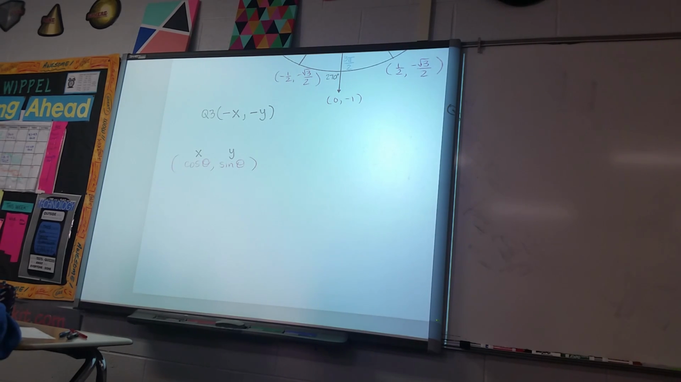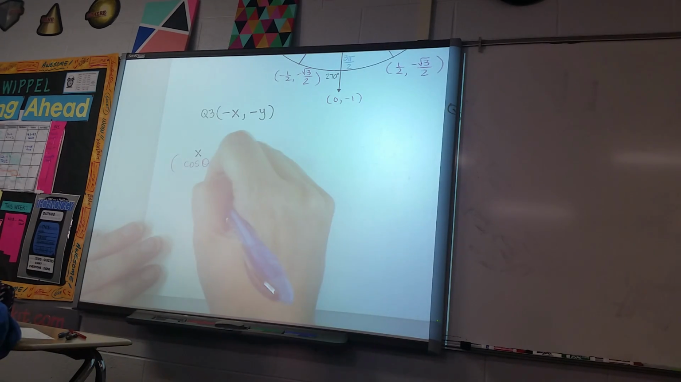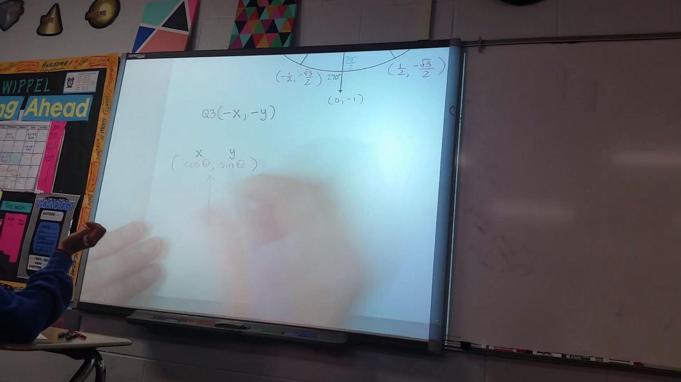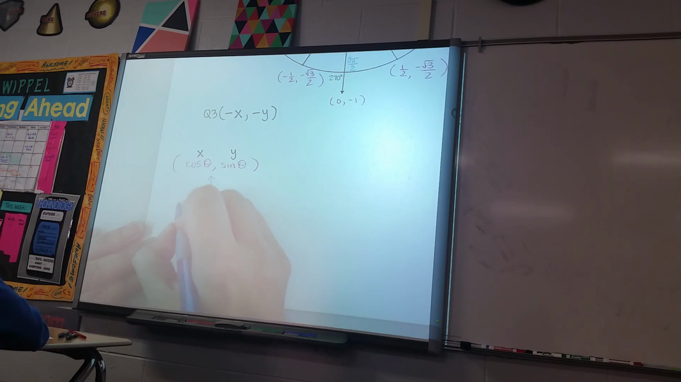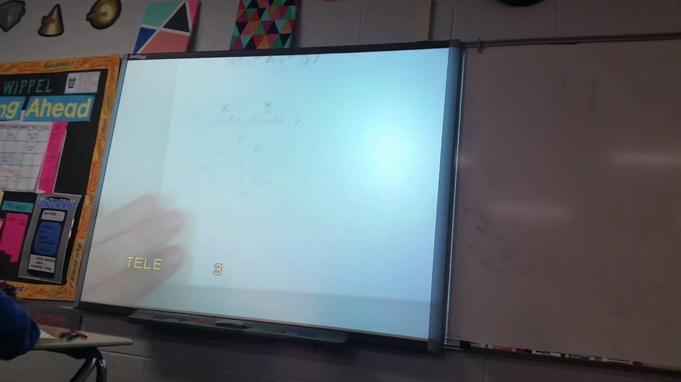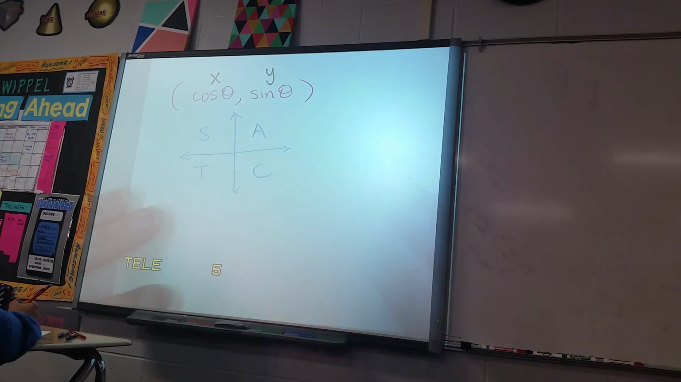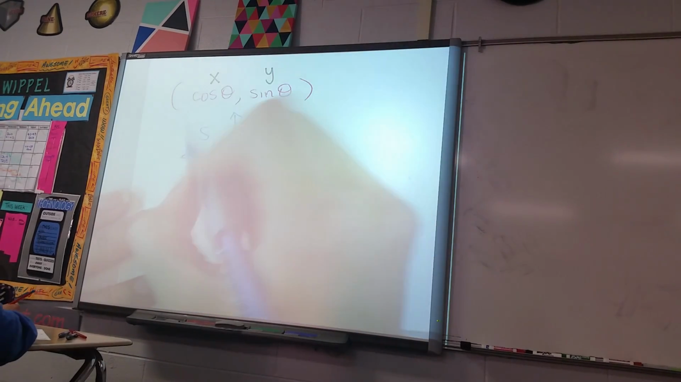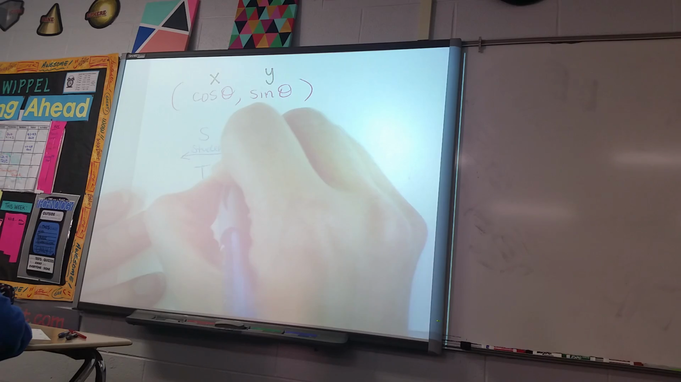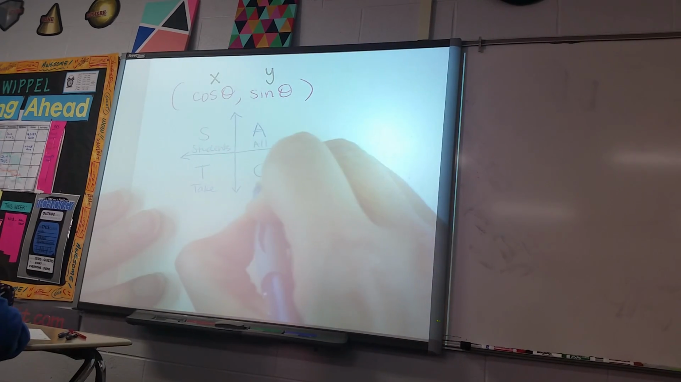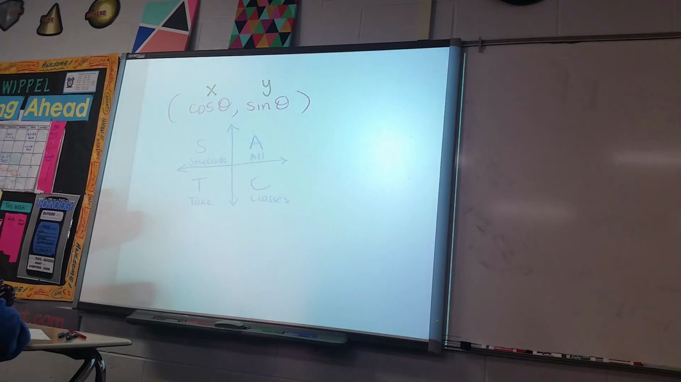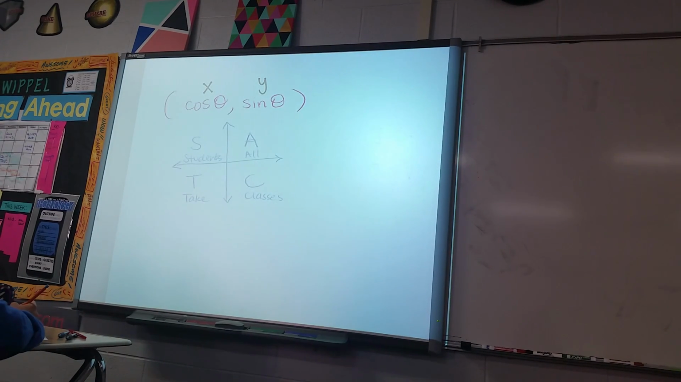Now, very similar to what we were talking about with the signs in each quadrant, the signs for the trig functions in each quadrant can be easily memorized using the saying "All Students Take Classes," or sometimes it'll say "All Students Take Calculus." The A stands for all, S is the students, T is take, and C is classes.